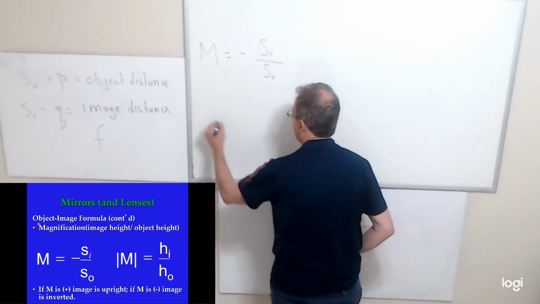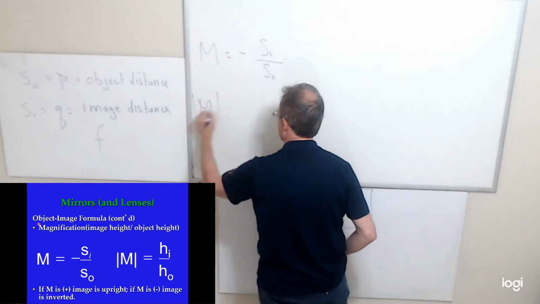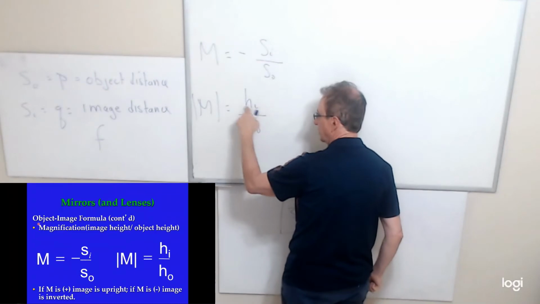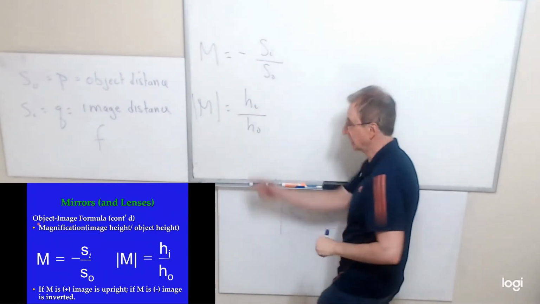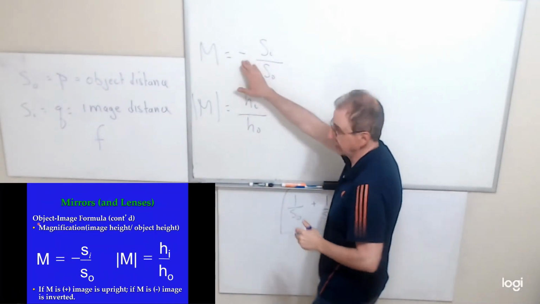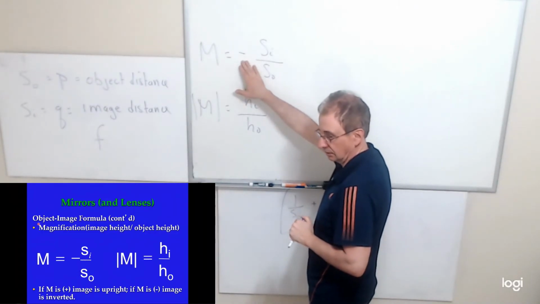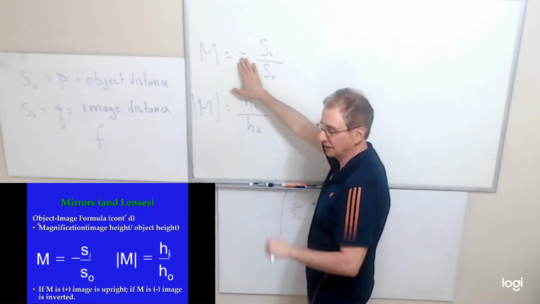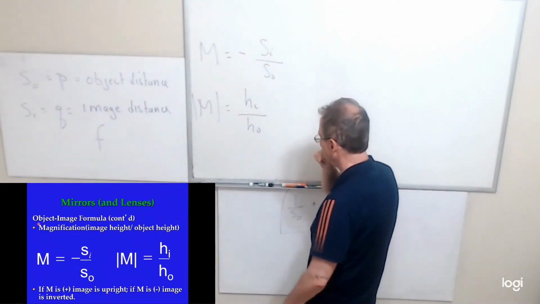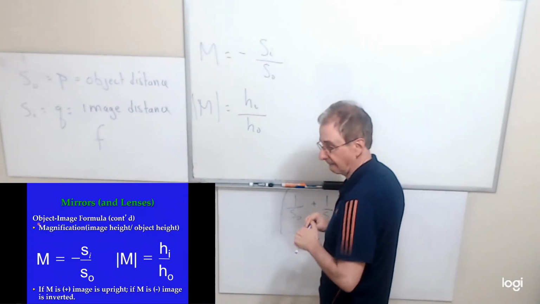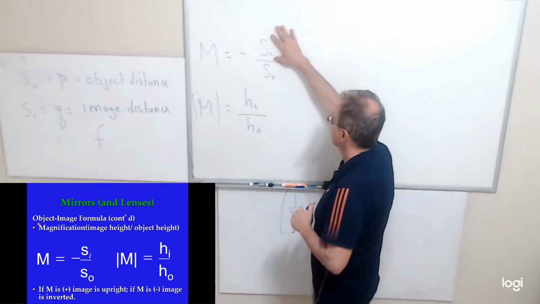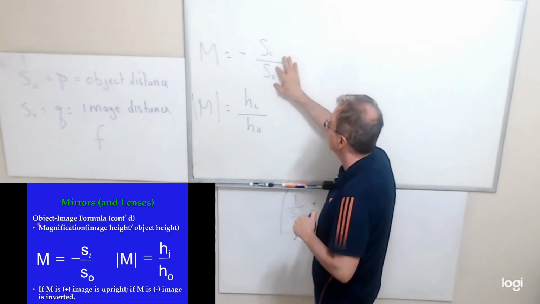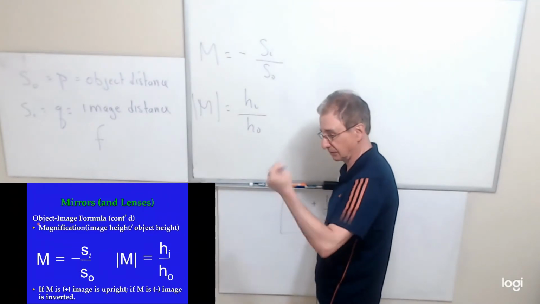Or you can write it as the image height over the object height. You can write it like that. This is the absolute value. It's written like this again. The minus sign is just there to tell you whether or not the image is inverted. So, if you produce a real image, this number is positive, this number is positive, and the magnification is negative. The image is upside down.